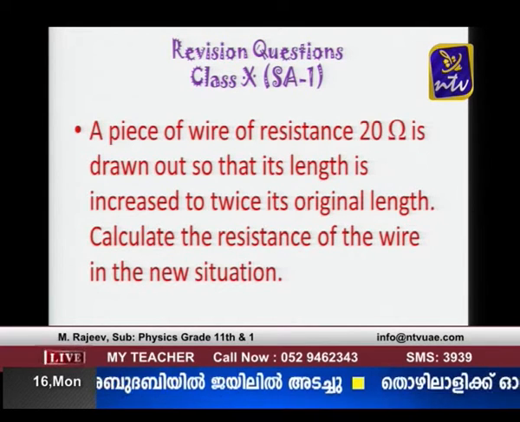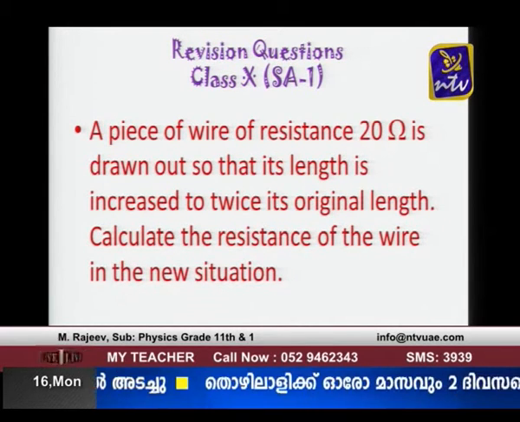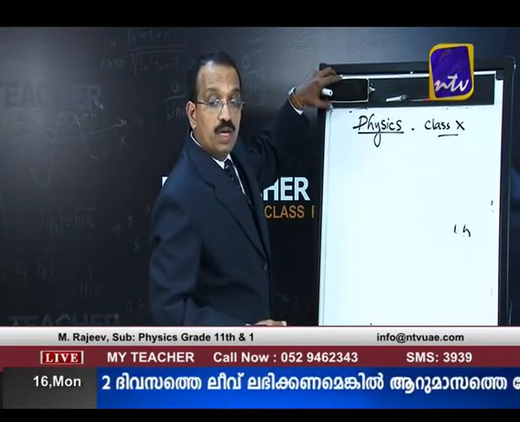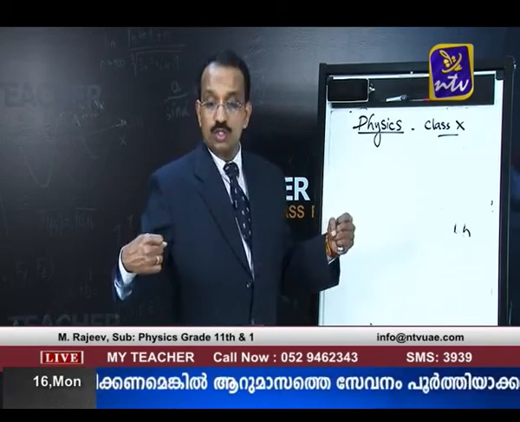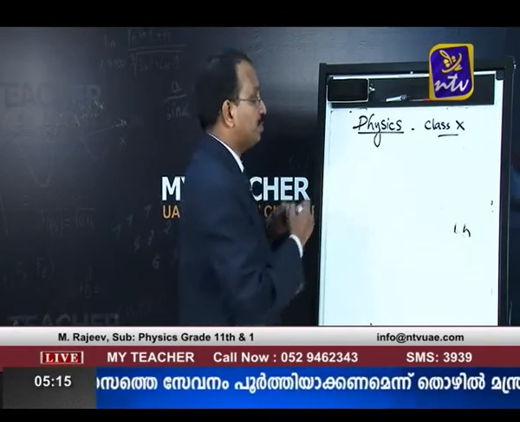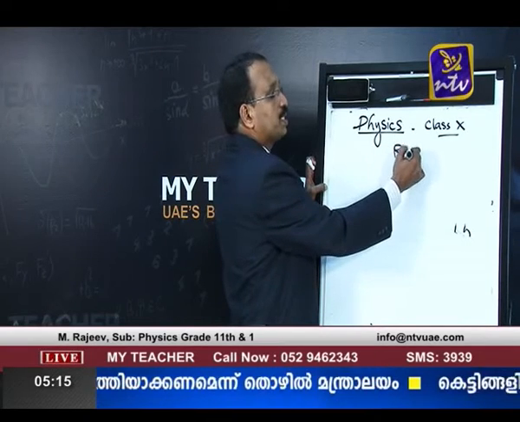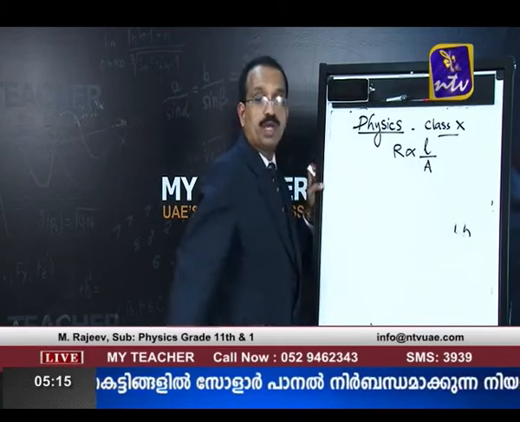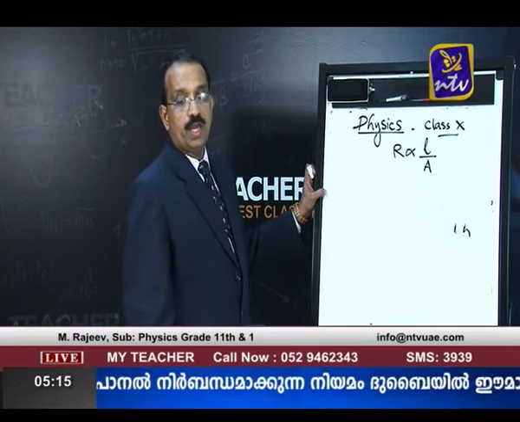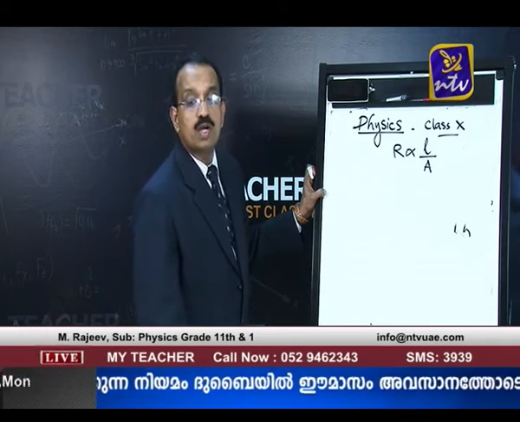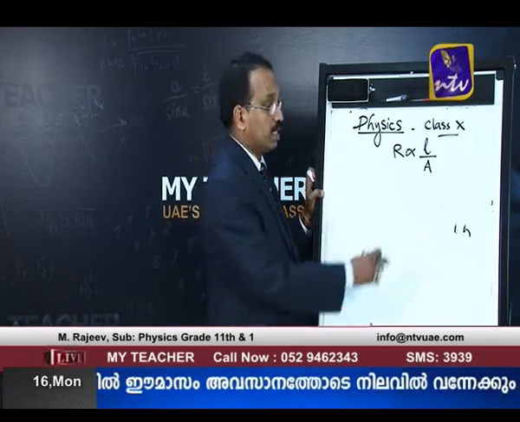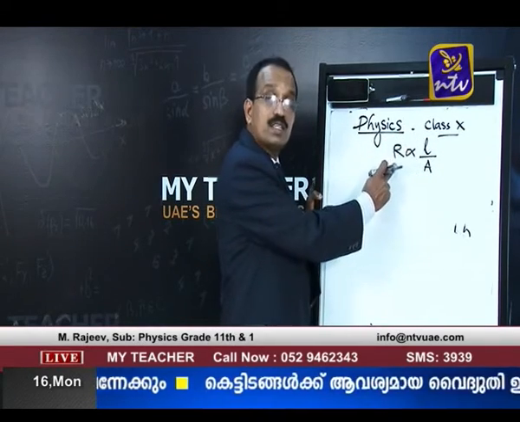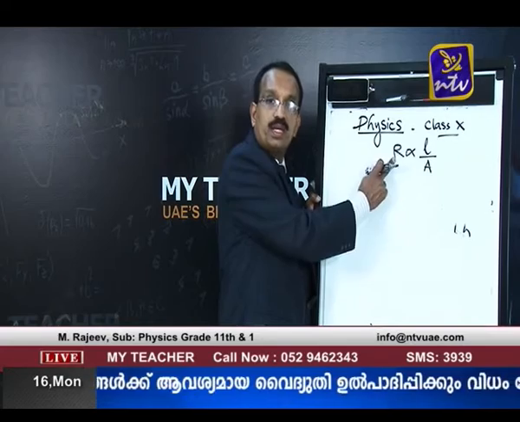So, you look at the board. A piece of wire of resistance 20 ohms is drawn out so that its length is increased to twice its original length. We have seen just now the equation that is representing the resistance. Resistance is directly proportional to length and inversely proportional to area of cross section. So, length is increased to twice. When the length becomes twice, what happens to resistance? Normally it becomes twice, correct, because they are directly proportional.